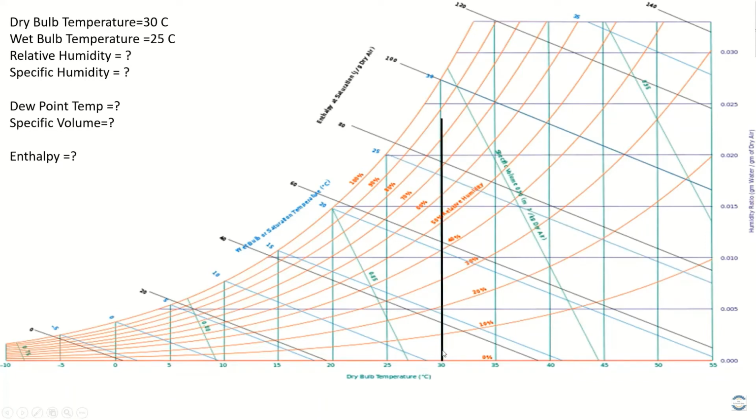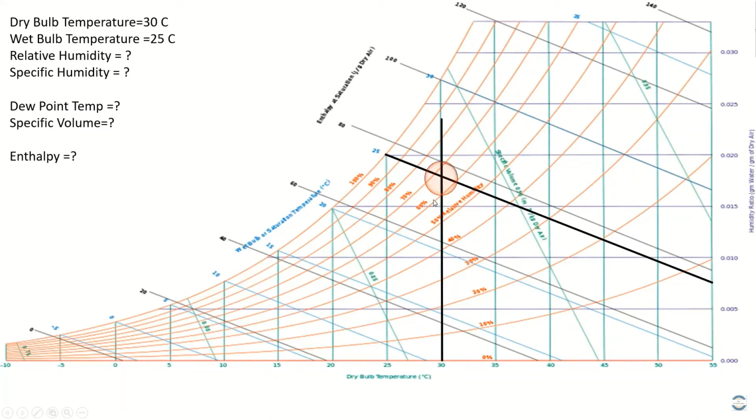So I draw the line on 30 degrees centigrade parallel to the line of dry bulb temperature. Remember one thing, whatever parameter you draw, it should be parallel to that parameter. For example, wet bulb temperature 25 degrees centigrade, and these are the lines of wet bulb. So my point is also on 25, so my line will be parallel to that 25 line. Then we find the point of intersection. This is my point of intersection.